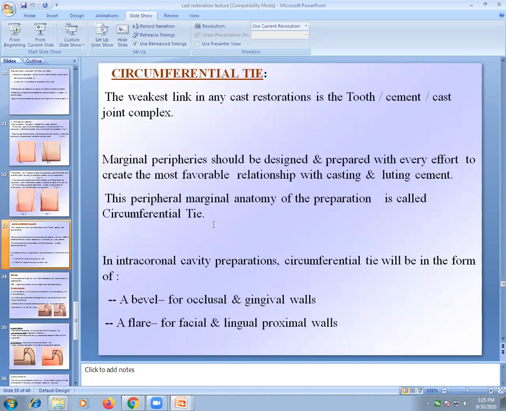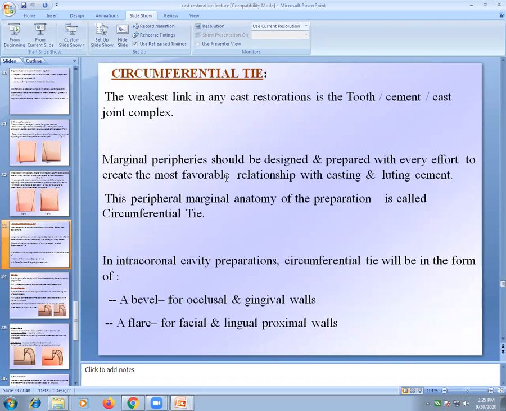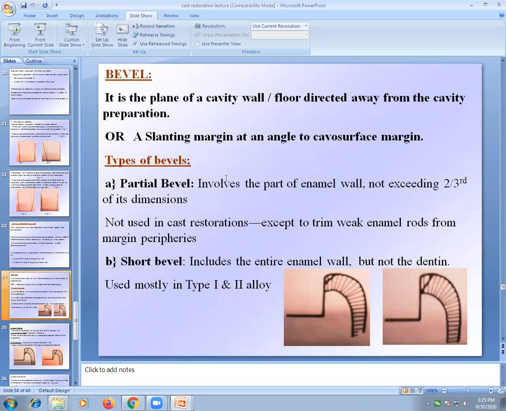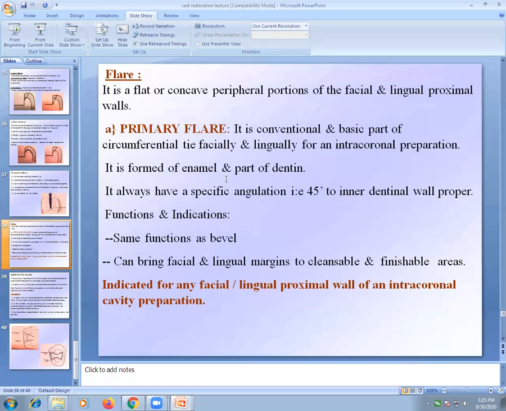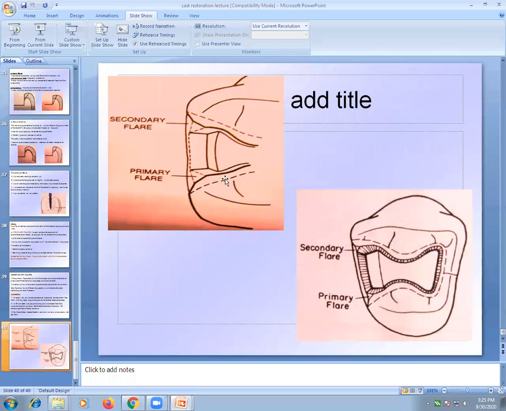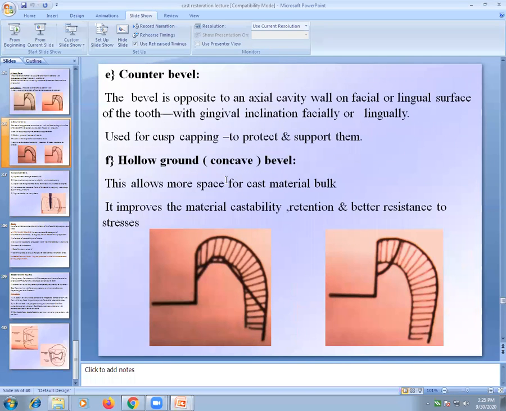Then the next part is circumferential taper. I think we will discuss this in the next lecture, because here we have to discuss the bevels and the flares. And then we have to discuss one case of inlay preparation. Right, ma'am, I have told you about the theoretical part regarding this inlay. Then we will learn the clinical aspect of inlay restoration.